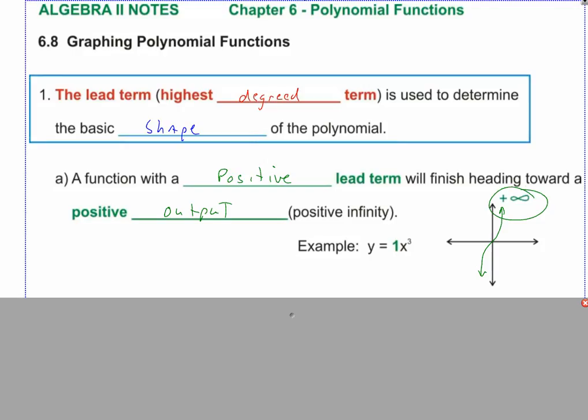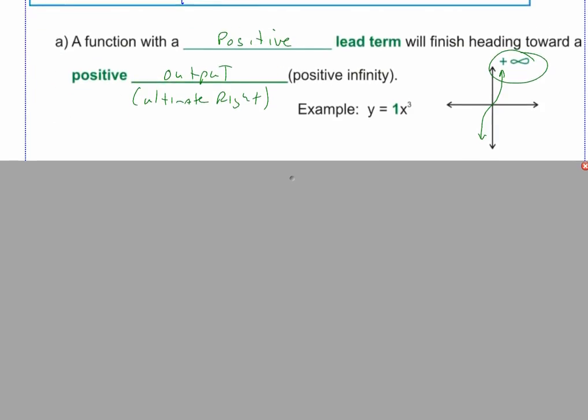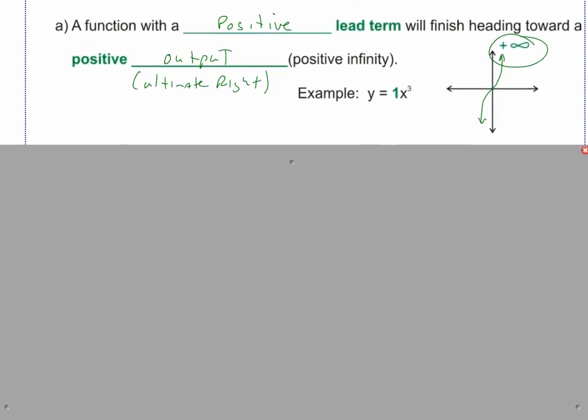Okay, so ultimate right is what I'm talking about. All the way to the right, the far right, the far country. All right, that's what we're talking about. I'll show you a couple examples here in a minute of others.